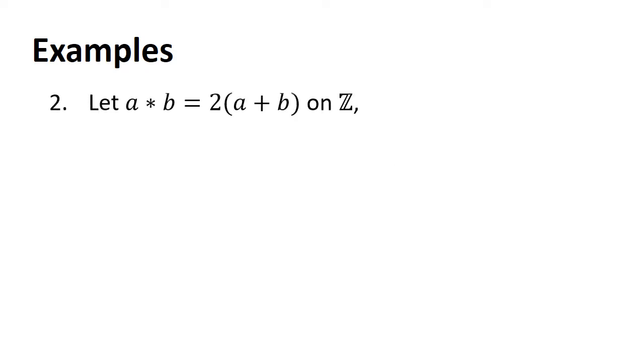Let's try another example, number 2. Let the binary operation A star B be equal to 2 times the sum of the inputs A plus B on the set of positive integers.